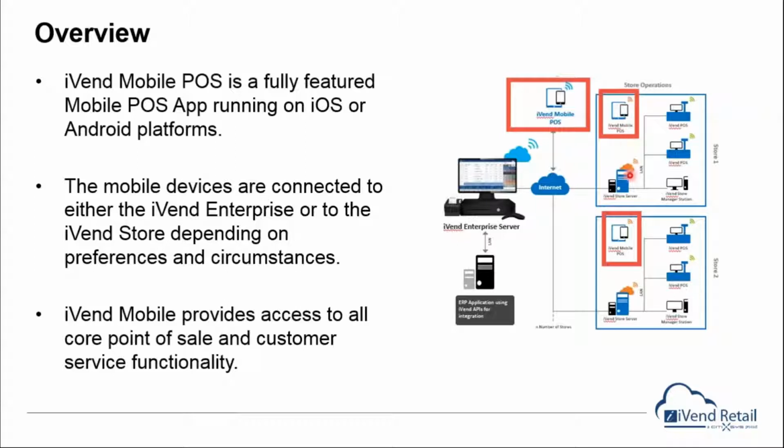If you can see in this diagram on the right hand side, I have a mobile point of sale connected to the iVend Store, and in this case we can use the local area network through a Wi-Fi connection. And if iVend mobile point of sale is connected to iVend Enterprise, in this case I can use iVend APIs and the internet connection, 3G or 4G, or any internet connection to connect to iVend Enterprise.